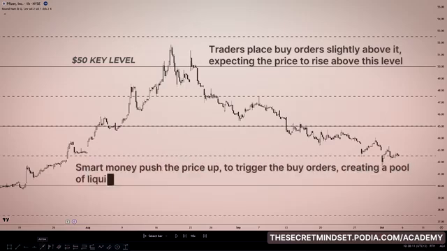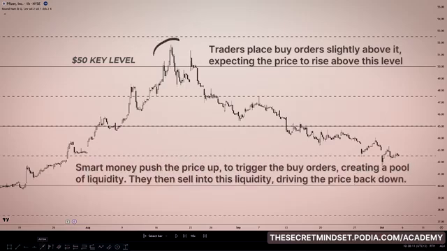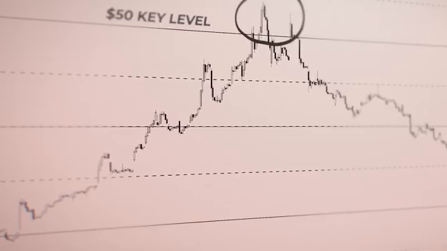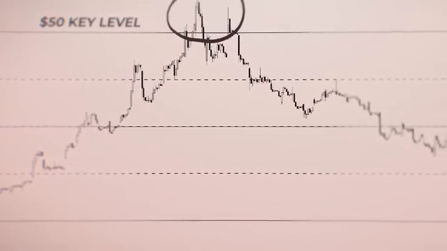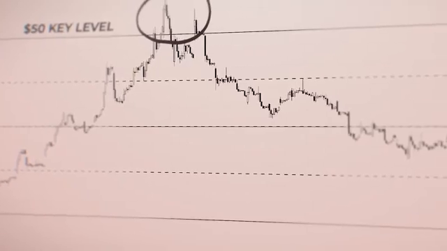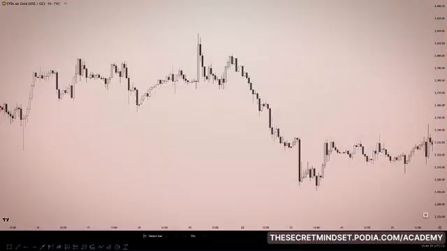The big boys might push the price up to trigger these buy orders, creating a pool of liquidity. They can then potentially sell into this liquidity, driving the price back down. Understanding all these liquidity zones and how smart money targets them is key. It helps you avoid common traps. As you practice, you'll start to see patterns.